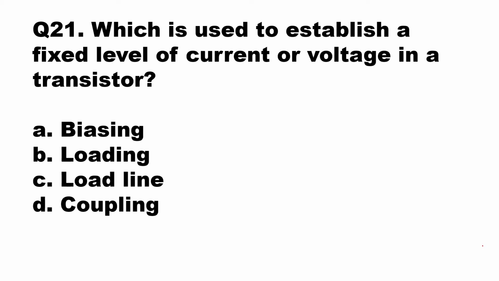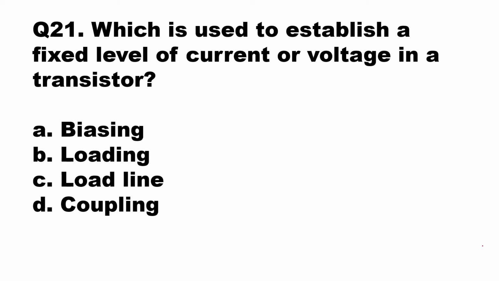So let's start with the first question: what concept is used to establish a fixed level of current or voltage in a transistor? Whenever we want to use a transistor in a particular region, we have to give external DC voltages to the transistor. That application of external DC voltages, so that the first junction and the second junction of an NPN or PNP transistor are properly biased, makes the transistor operate in a certain region depending upon the biasing. That is biasing.